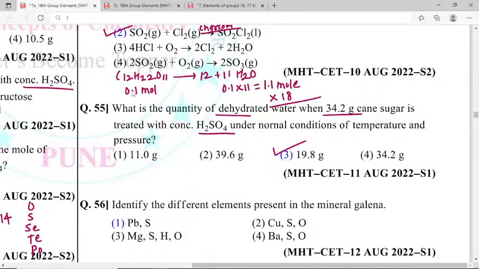Question number 55. What is the quantity of dehydrated water when 34.2 gram cane sugar is used? 34.2 gram is 0.1 mole. So how much is the water mole? 0.1 multiplied by 11 is 1.1 mole. 1.1 mole water, how much gram? 1 mole is 18 grams, so 18 multiplied by 1.1 gives 19.8.